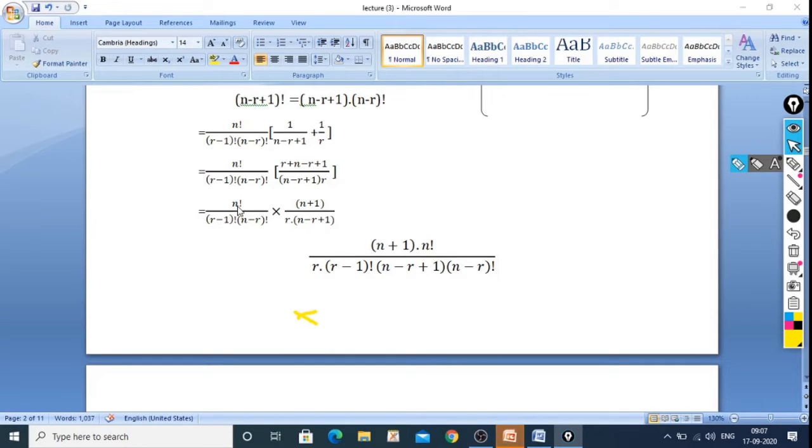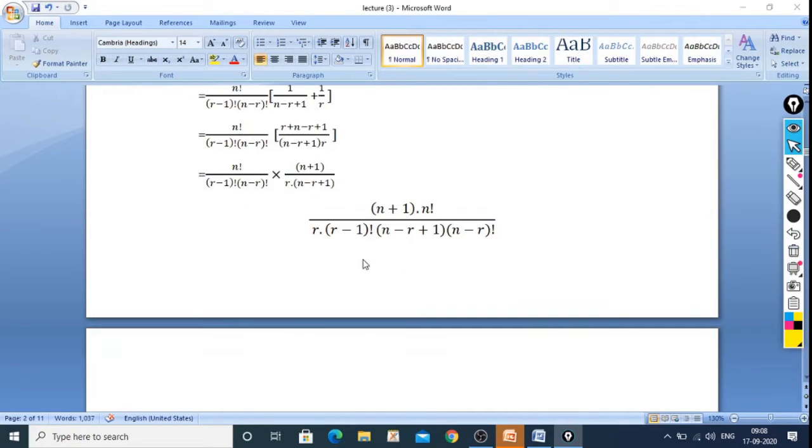Now here we are having n factorial and n plus 1. So rearrange the terms, n plus 1 into n factorial. This r and this r minus 1 factorial, so that can be written as r into r minus 1 factorial. This term n minus r factorial and this term n minus r plus 1, these are the consecutive terms. So write it properly: n minus r plus 1 into n minus r factorial. Now these are the two successive terms.